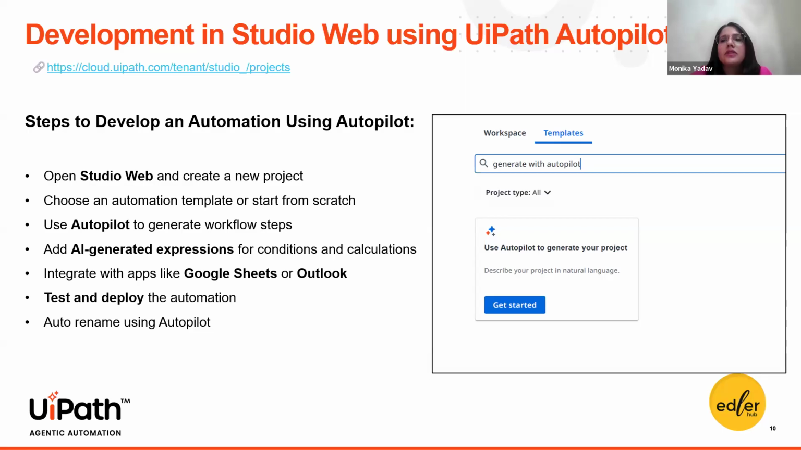Okay, and Autopilot also simplifies third-party integration. Once it identifies you're referencing Google Sheets or Outlook, it prompts you to connect your account, then auto-suggests the configuration values like sheet name, email subject, or field mapping.